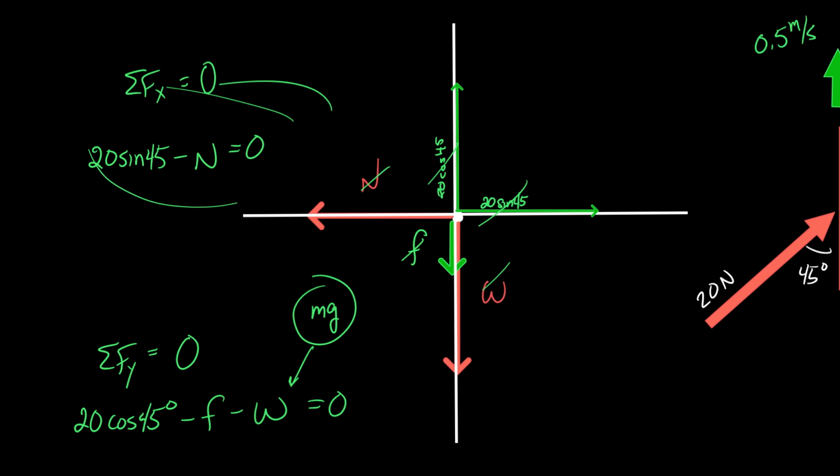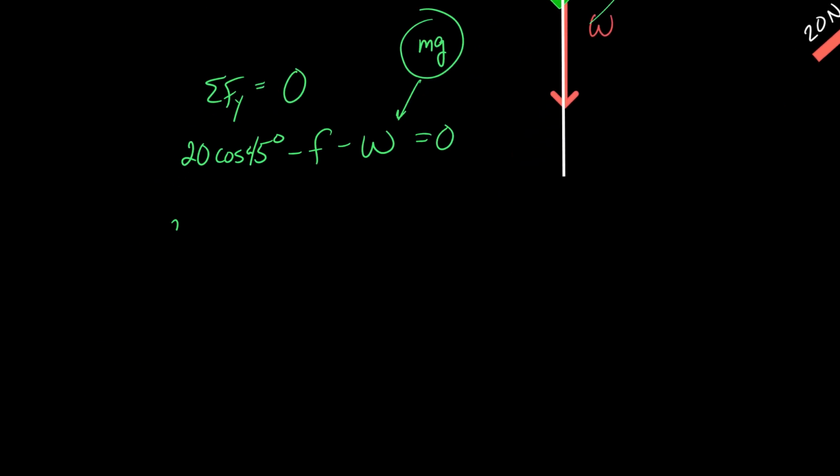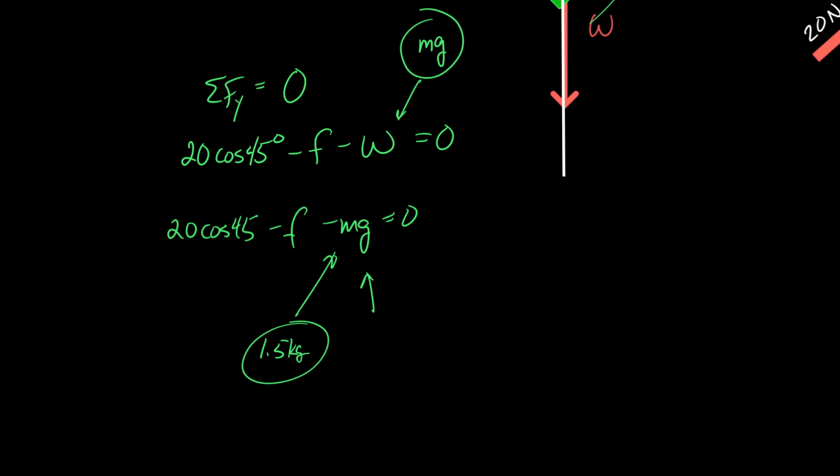What's that? Well, if we look at this one, we want the frictional force. So we'd get 20 cosine 45 minus friction minus mg equals 0. Well, m is 1.5 kilograms for the book, and g is 10 meters per second squared for the acceleration of gravity.